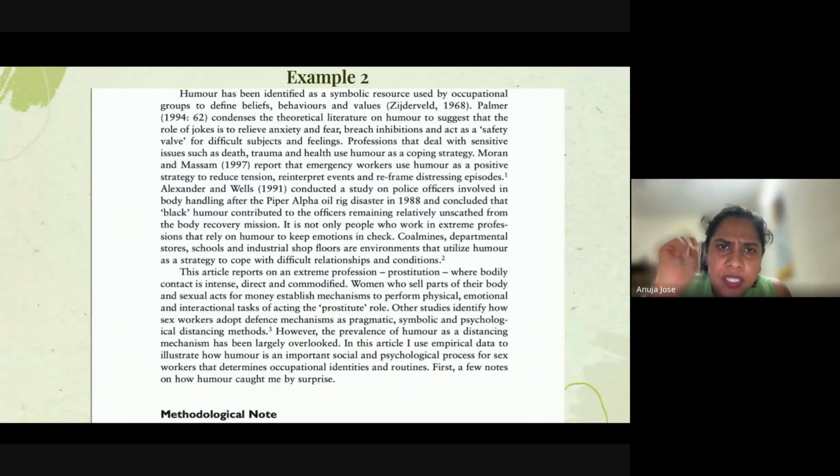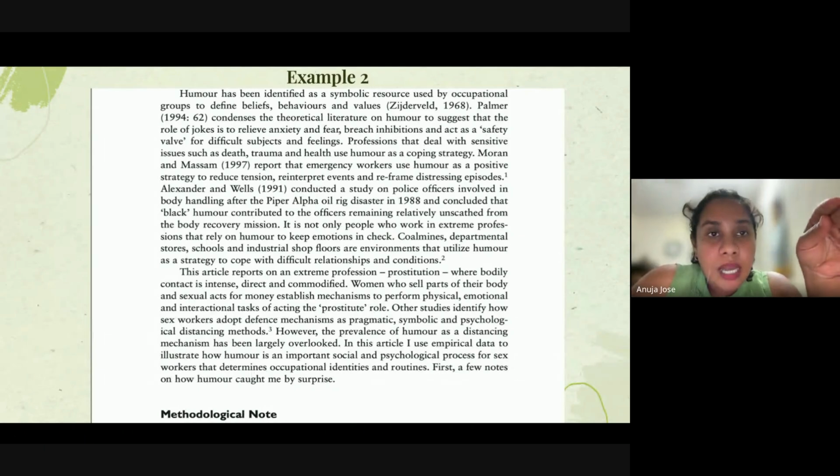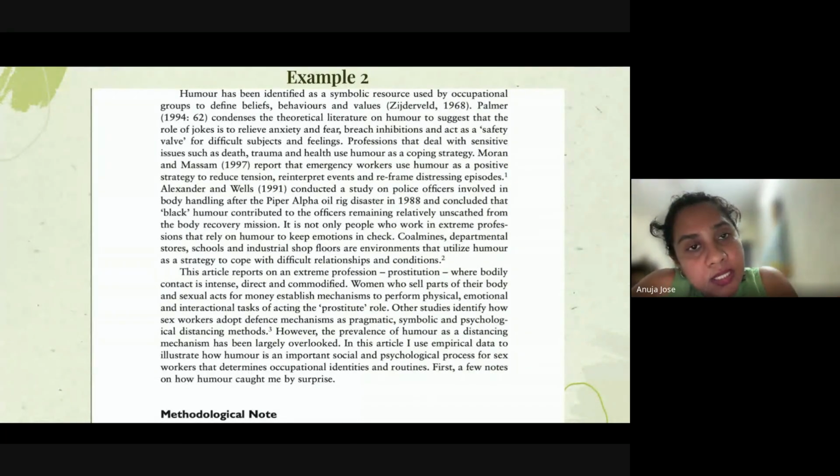Okay. First is the language that she has used. And the number of themes that she is discussing over here, and the number of citations that she has given. Okay. Number 1. Here, I'll just read out this particular section. Humor has been identified as a symbolic resource used by occupational groups to define beliefs, behaviors, and values. Okay, so basically she's discussing what humor is, and to substantiate her definition of what humor is and how it is used in the occupational context.